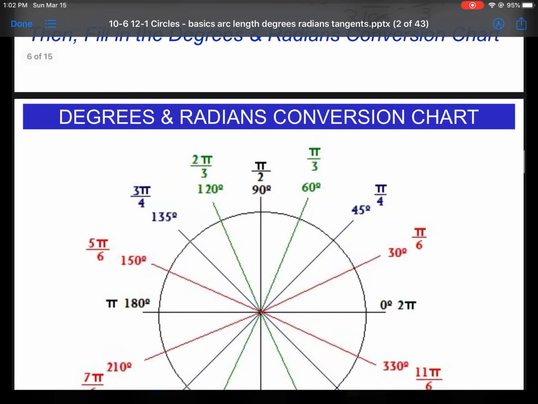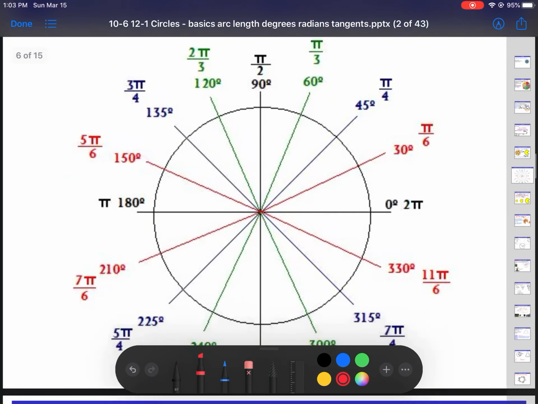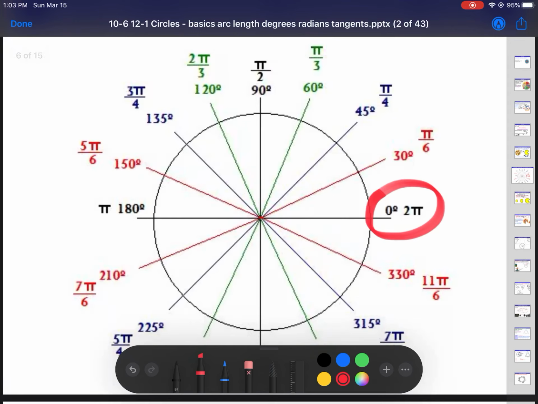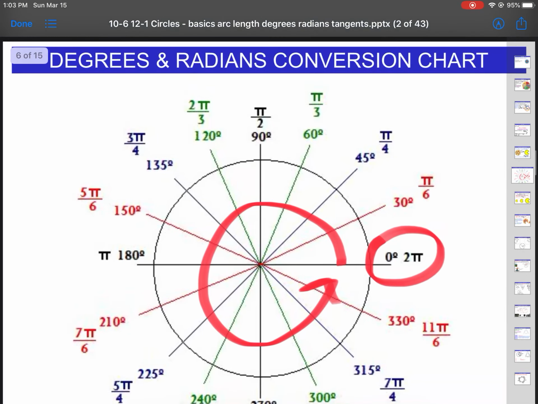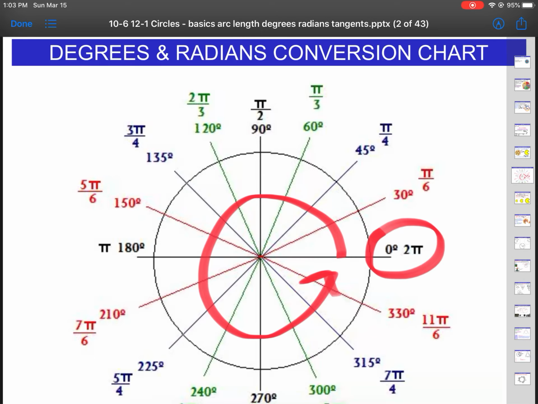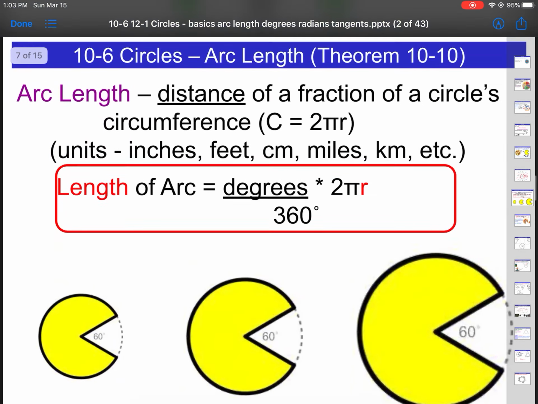All right. So here's the conversion chart. So we can see here, we start off with 0 degrees, and then we kind of work around this way. So 90 degrees is pi over 2, 180 degrees is pi, and so they're all in 30 or 15 degree increments, depending on where we're looking. Those that are in Algebra 2 right now, you'll get very familiar with this. All right, so now let's get into arc length.